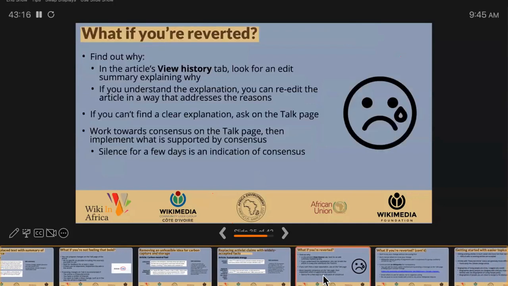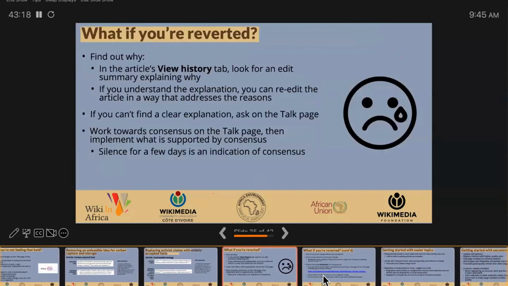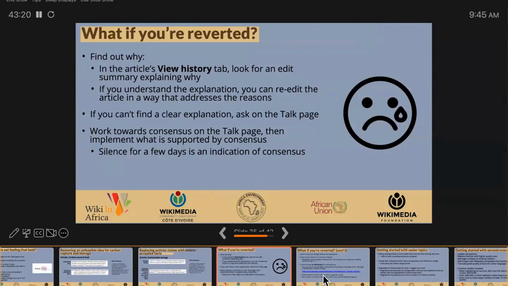So I'm just going to skip over this for time. I'm sure everybody wants to know what if you're reverted. Unfortunately, being reverted is something that happens eventually to everybody on Wikipedia. On average it doesn't happen very much, but it is more likely to happen if you're new. People who are new to Wikipedia have their edits scrutinized more, and they also tend to make more mistakes.